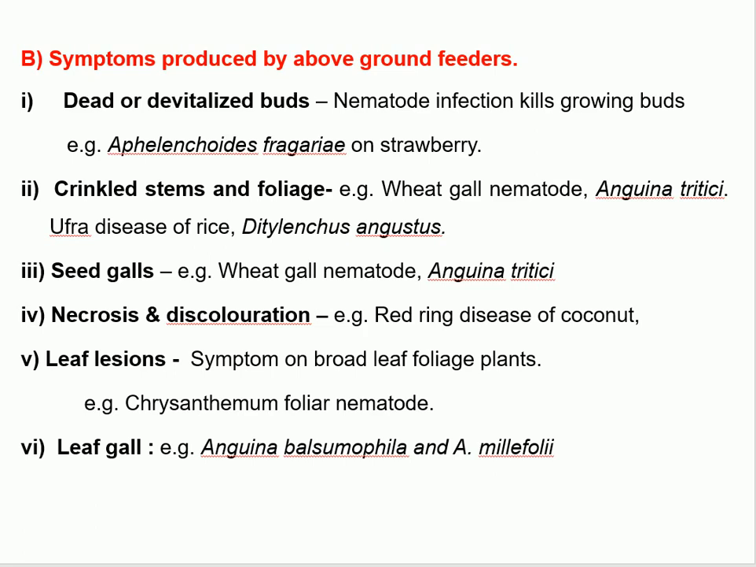Fourth one is necrosis and discoloration. For example, red ring disease of coconut. Fifth symptom is the leaf lesion. Symptoms on broadleaf foliage plants are produced by the nematodes. For example, chrysanthemum foliar nematodes. And the last type of symptoms are the leaf galls. For example, Anguina balsamophila and Anguina millefolii produce the leaf gall type of symptoms in plants. Thank you.